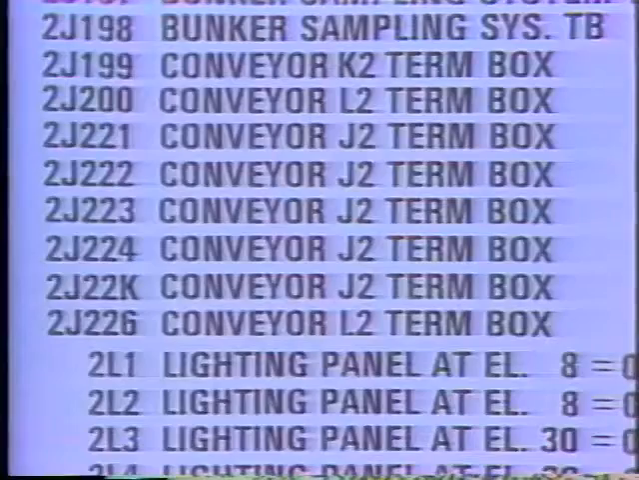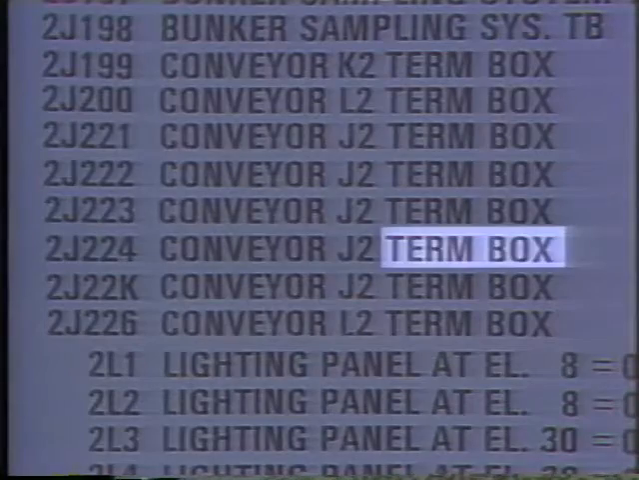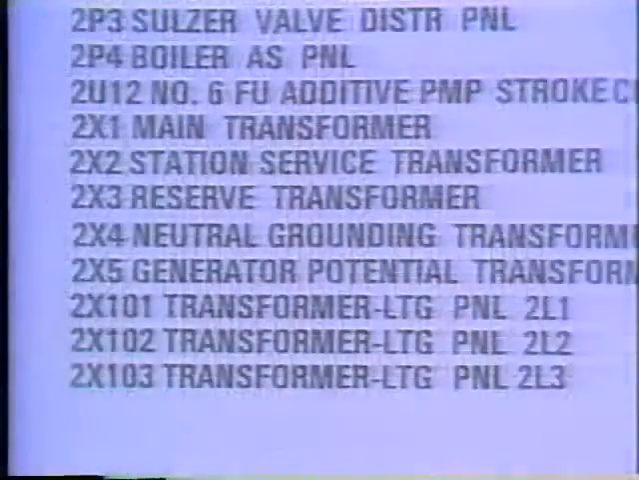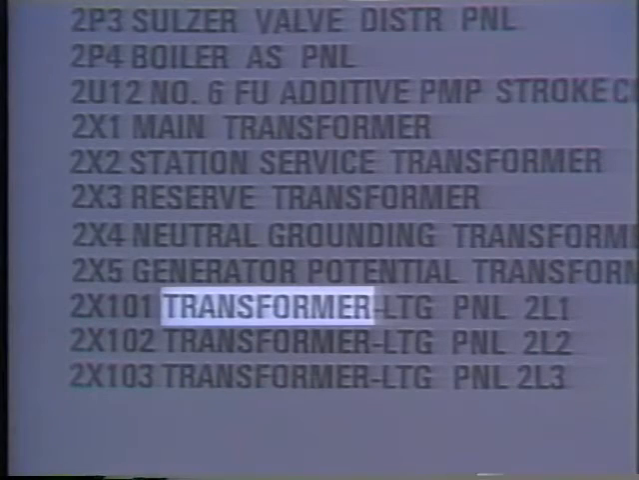Earlier we said we would go into more detail about the meaning of the letter. Many equipment location indexes are locally prepared and fit local situations, but the letters used are pretty standard. The letter J usually means a junction or terminal box. Another example is the letter X. X usually identifies a transformer.